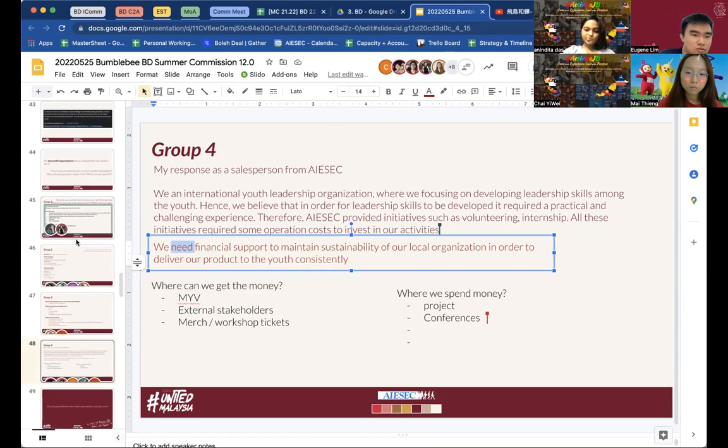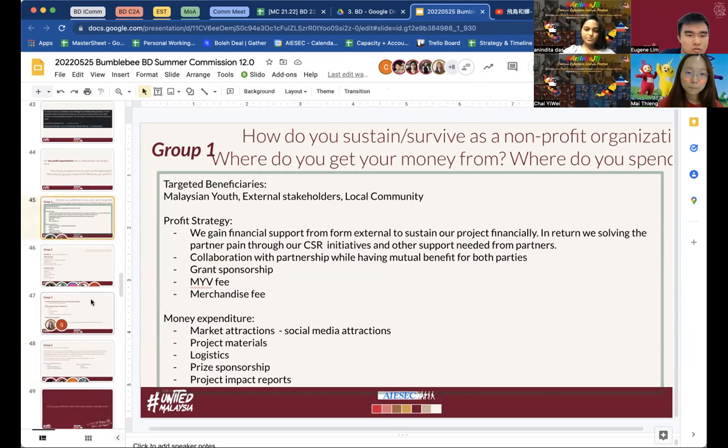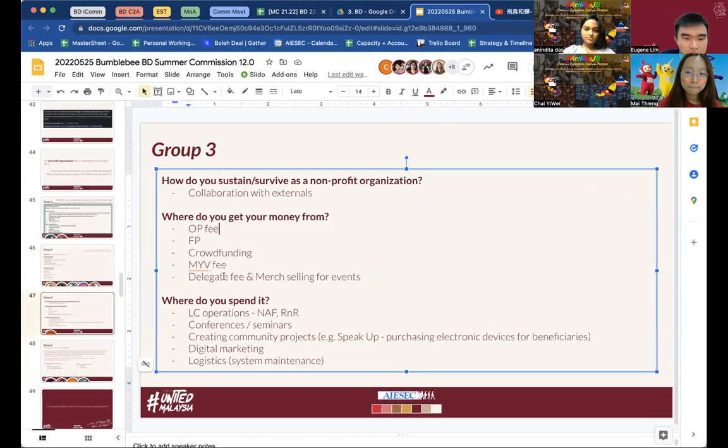Okay, so I also went through group 2 and group 3. I didn't watch too much of group 1. Here, it's good that you know that you are spending on NAF, R&R, but be very clear in how you describe NAF and R&R to your partners. Use external friendly language, simple words that people would understand. When you say NAF and people don't understand, you need to spend more time to explain it further. What does it even mean?